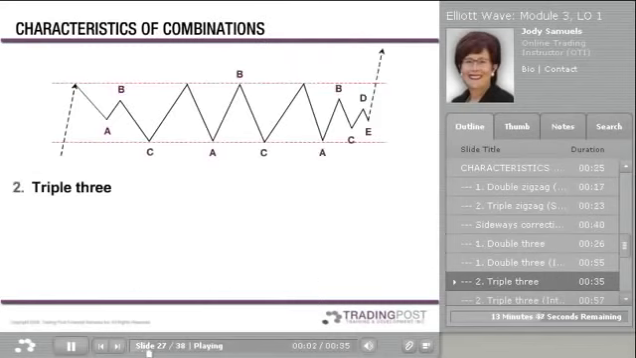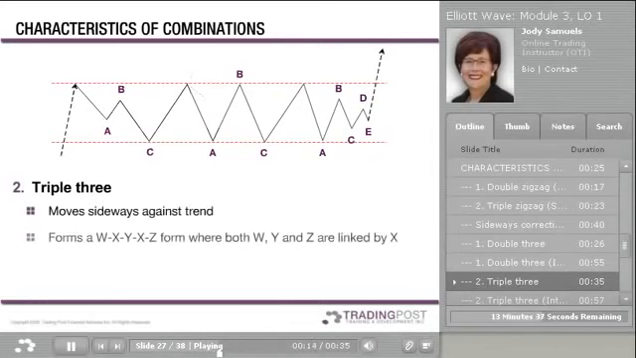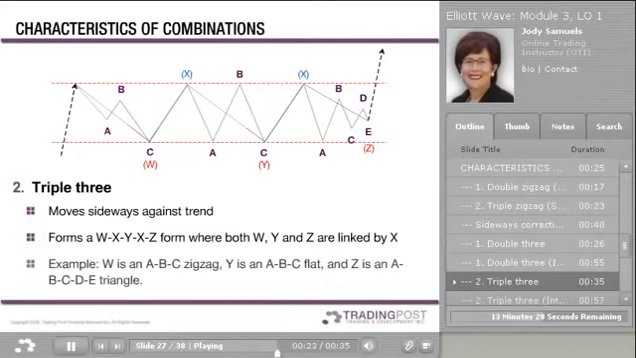This is an example of a triple three with three different corrective patterns linked together with X's. It moves sideways against the trend. It forms a WXYXZ form where W, Y, and Z are all linked by X. In this example, W is an ABC zigzag, Y is an ABC flat, and Z is an ABCDE triangle.